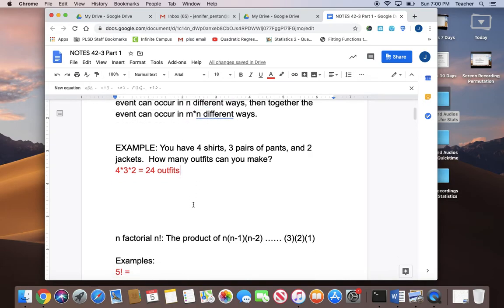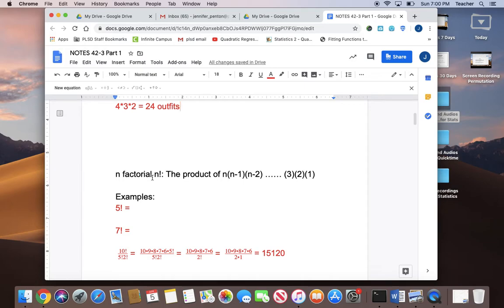Now we're going to learn about some special notation here, n factorial. N factorial is n with an exclamation mark after it. And basically it means the product of n times n minus 1 times n minus 2 all the way down to 3 times 2 times 1. So let me give you some examples of that. If you have 5 factorial, that means you start at 5, so it's 5 times 4 times 3 times 2 times 1. That's 5 factorial. And if you put that in your calculator, you get 120.